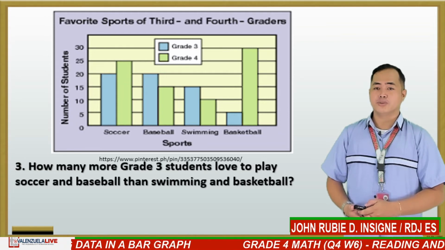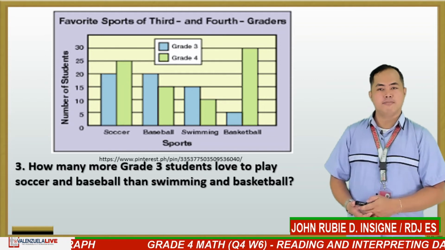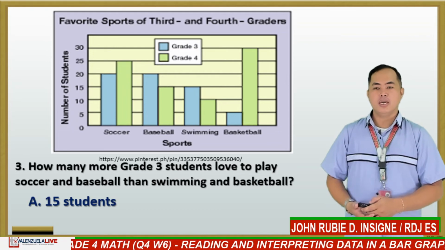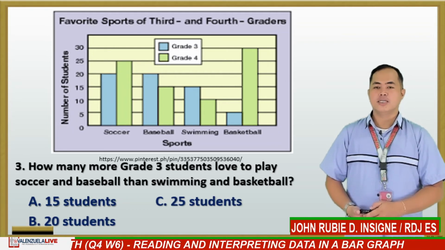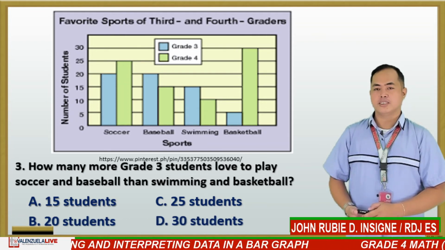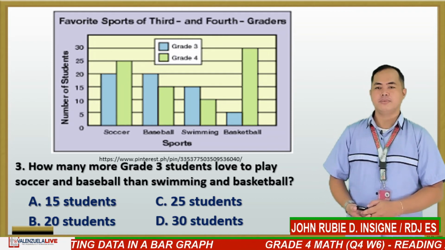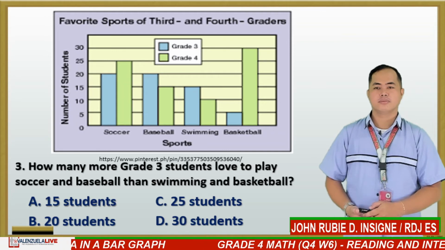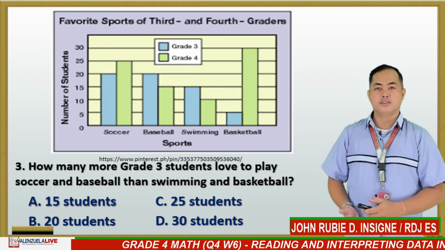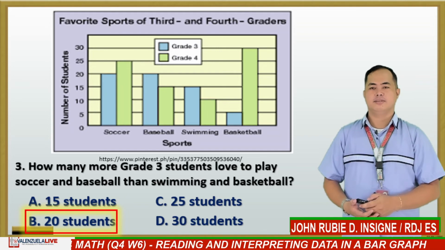How many more grade 3 students love to play soccer and baseball than swimming and basketball? A. 15 students. B. 20 students. C. 25 students. Or letter D, 30 students. Now, what is your answer? Is it letter B? If it is letter B, you are great.